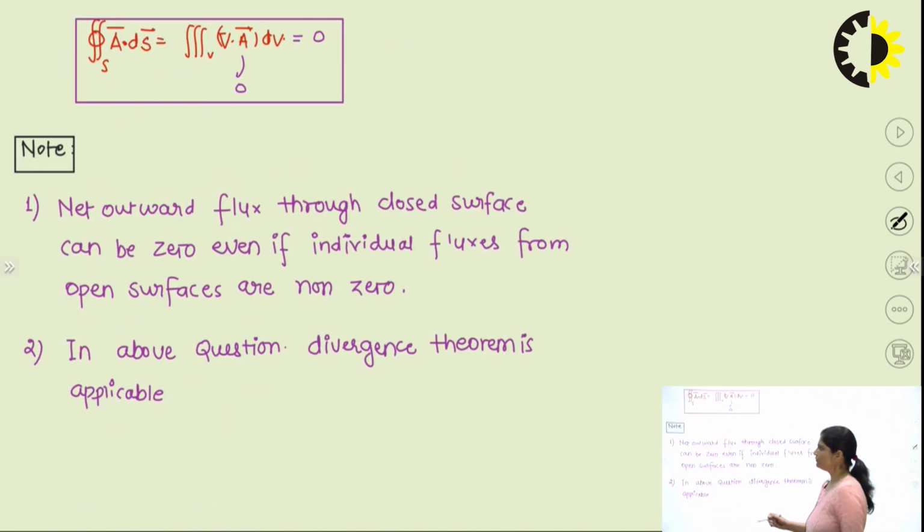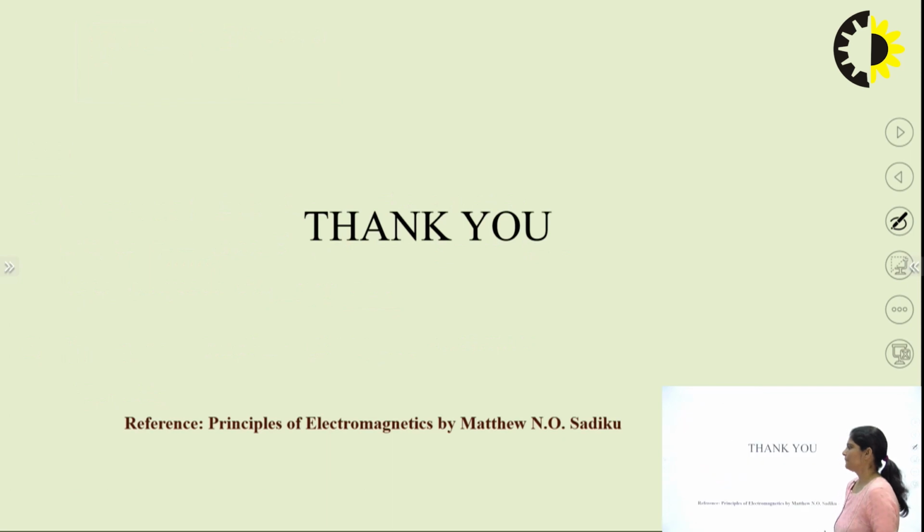Now note down: the net outward flux through a closed surface can be 0 even if the individual fluxes from the open surfaces are non-zero, as we have done in the question. So in the above question the divergence theorem is also applicable. Why is it applicable? Because your A vector is continuous and differentiable. So you can verify that your LHS is equal to RHS. Thank you.